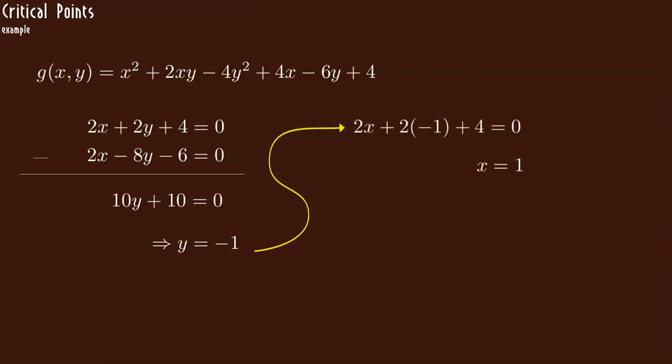Simplify, and I get x equals 1. So the critical point here is (1, -1). Now we want to talk about how to determine if the critical point is a maximum or a minimum or a saddle point. A saddle point is that weird one that was a maximum in one direction and a minimum in the other, because it kind of looks like a saddle.